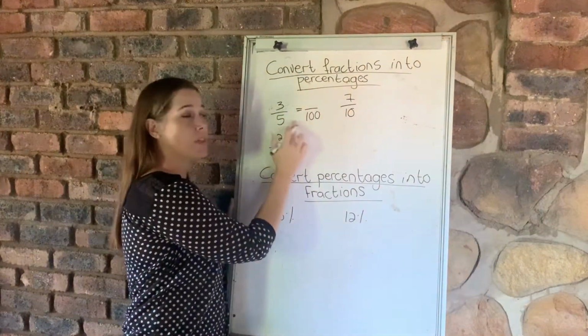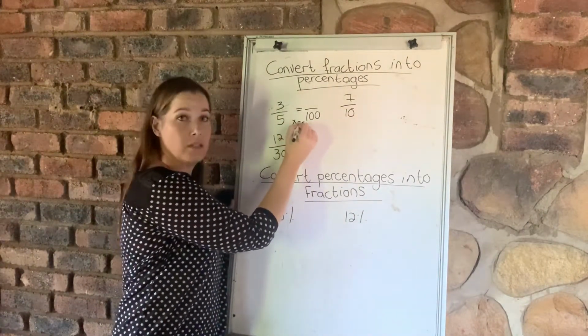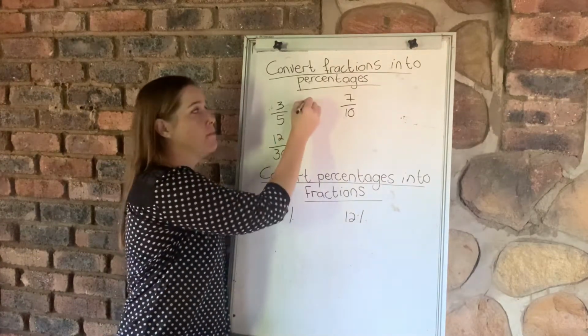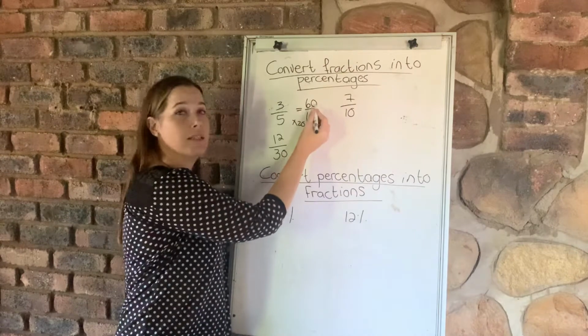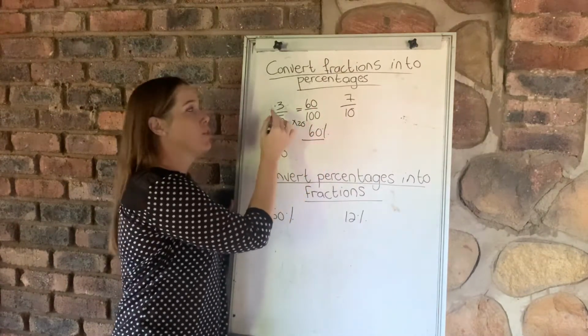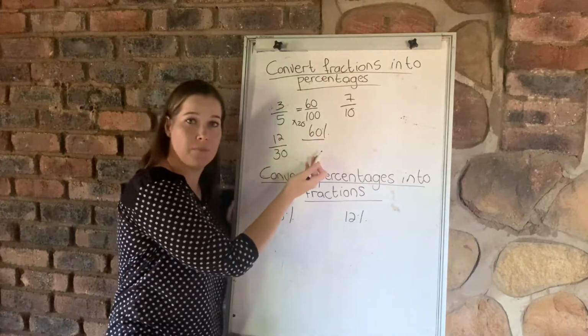What did I do with the 5 to get to 100? I times by 20. What I do at the bottom, I do at the top. So 3 times 20 is 60. 60 over 100 gives us 60%. So 3 out of 5, or 3 over 5, is 60%.